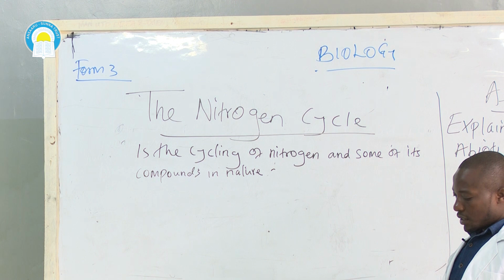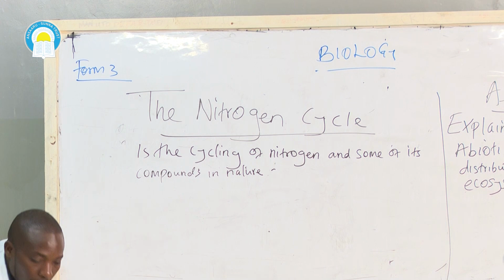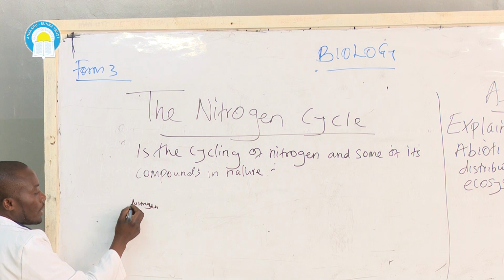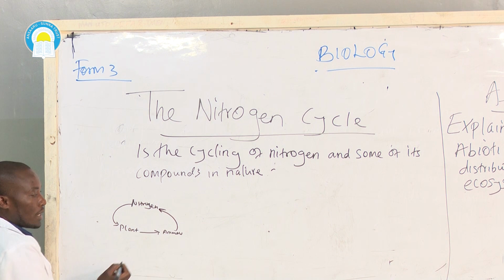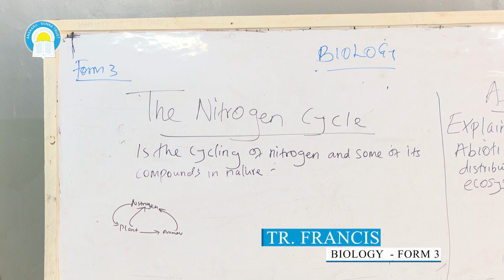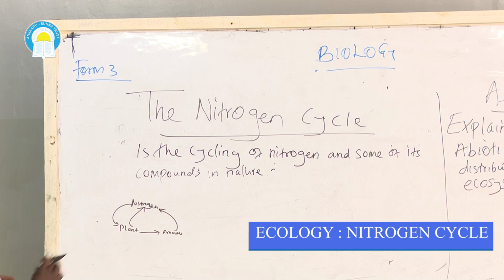When I talk about cycling, the nitrogen is in the atmosphere. Then that nitrogen goes to plants. From plants, it goes to animals. From the animals, again, it can go back to the atmosphere, and from plants, it can go back to the atmosphere. So we are talking about the cycling of nitrogen and some of its compounds in nature. The nitrogen cycle starts with the element nitrogen in air.